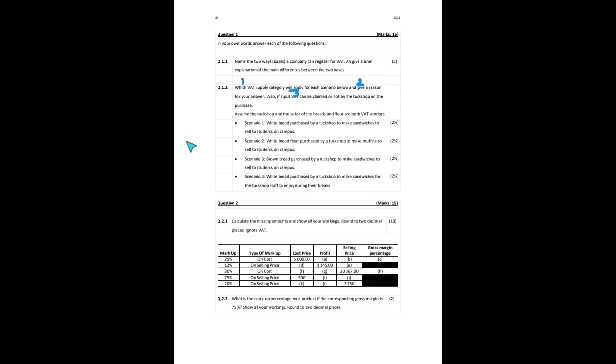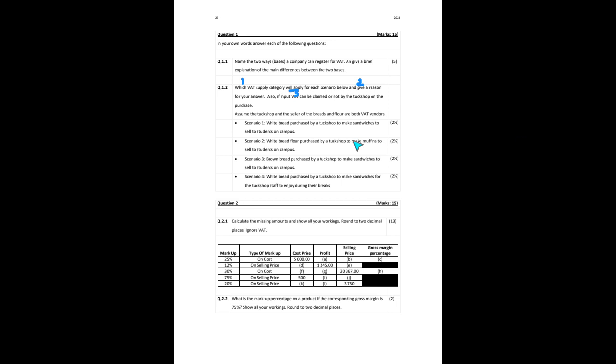And then the second thing that you've got to look at to decide whether we can claim the VAT or not is, what did the tuck shop use that item for? Here they used it to make sandwiches for resale. So they used it as part of their business operations.